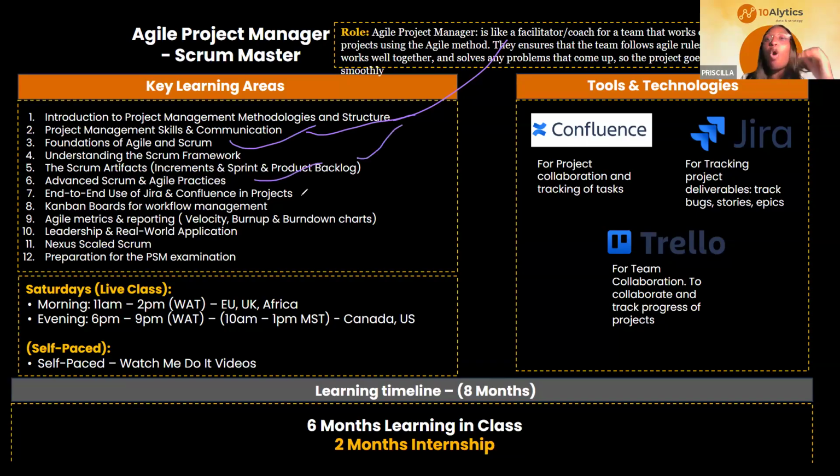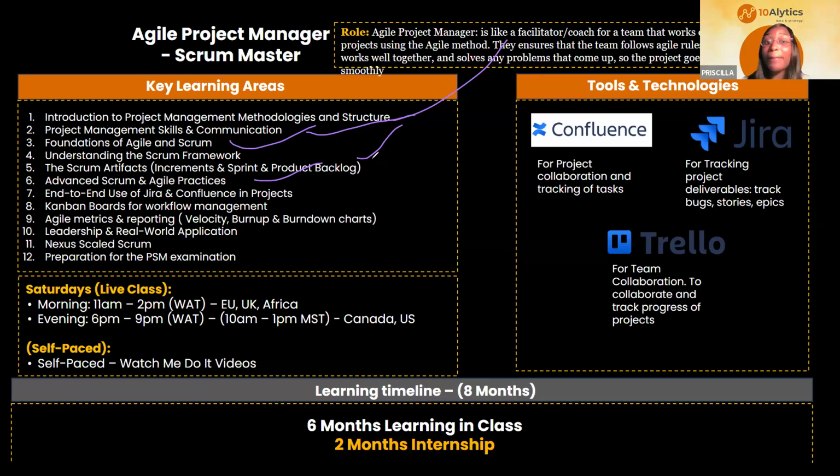Then you get to work on projects. Remember that in every key learning area here, you're working on projects while learning. You're not coming to learn theories here at 10Alytics because theories don't cut it. If there's anything you pick from today's session, it is the fact that theories don't cut it. You need to show recruiters that you have the much needed experience, you have the skills, and to show them that, you need projects. So every key thing you'll be learning here, you are learning by working on projects, right?